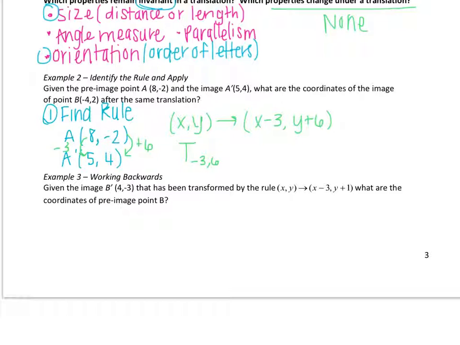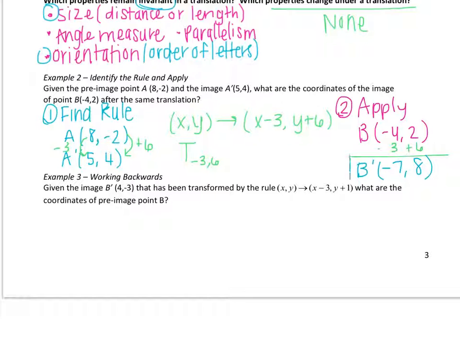So now I have to apply it to point B. So I have B at (-4, 2), and I want to apply the rule -3, plus 6 in order to get B prime. -4 take away 3 more is -7. 2 plus 6 gives me a total of 8. So B prime, after the same translation, is located at (-7, 8).